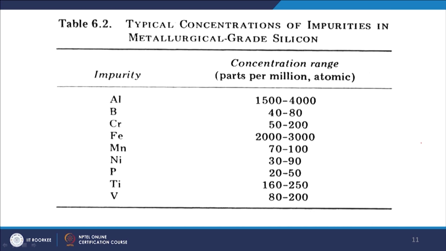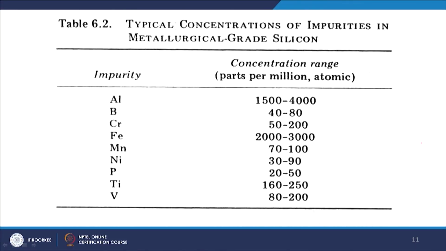Now, let us have a look at the typical concentration of impurities in metallurgical grade silicon. It is worthwhile to mention that although metallurgical grade silicon is not very useful for the semiconductor industry, especially the chip based industry or solar cell device industry, it has a lot of other uses, especially in metallurgical engineering. It contains impurities like aluminum, boron, chromium, iron, manganese, nickel, phosphorus, titanium, etc. Aluminum is present in a very high amount. The concentration range is shown in parts per million, ppm.